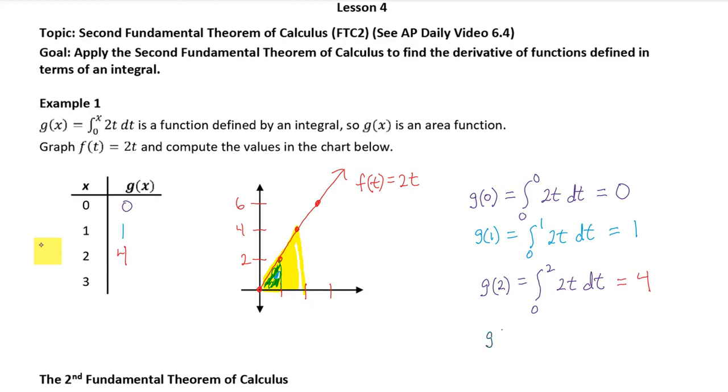And then we would do this one more time. We would do g of 3, and that becomes the integral from 0 to 3 of 2t dt. And again, you could do that with the fundamental theorem, using t squared as your antiderivative. But we've got our graph here, and you can see that the base is 3, the height is 6. 3 times 6 is 18, divided by 2 gives me an area of 9. So all it is is a function that's defined as finding the area under the curve.